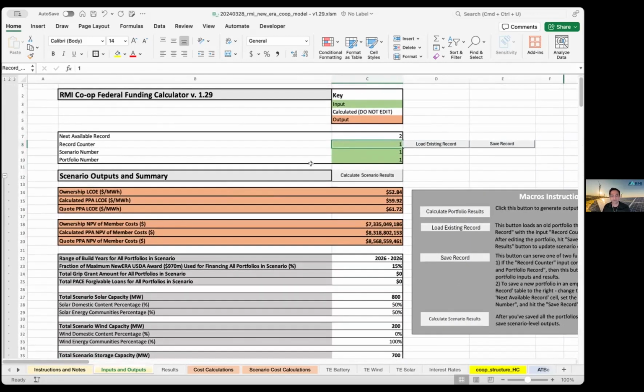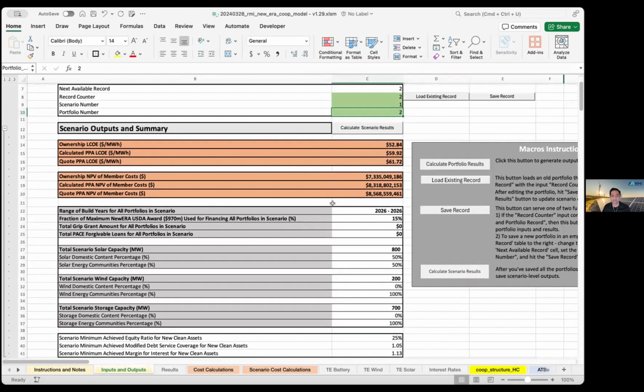Now what do I want to do? Well, I want to enter my second portfolio. So let me do that. I'm going to create a new record counter. I can see up here that the next available record is number 2, so I'm going to use that to create a new record. I'm going to call that 2. And I'm going to keep it as part of the same scenario, because I want to look at this as part of the same overall scenario that I'd like to cost out. But this is the second portfolio in that scenario, so I'm going to set the portfolio number to 2.